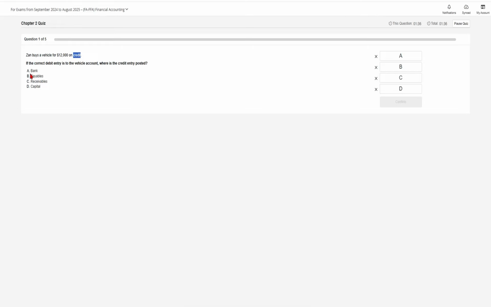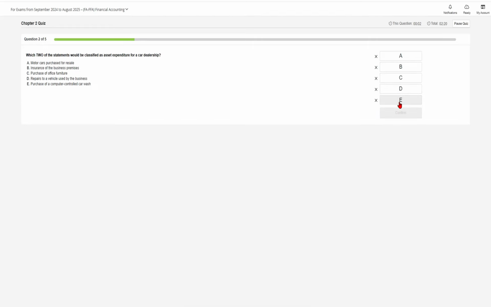So first option is bank. They didn't say they are going to buy this vehicle with the bank or a cash transaction. They clearly say they have bought this vehicle on credit. So option A is out. B, payables. Yeah, payable means liability. Liability is increasing, so it should be on the credit side. Now third is receivable. Receivable should not be the case because here liability is increasing, not the asset. Receivable is a current asset which should be on the debit portion. And the capital is not going to be hit anywhere in this, so that's why B is correct.